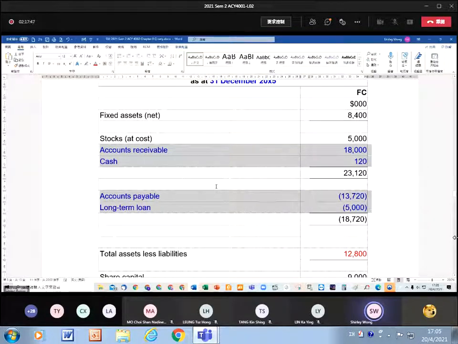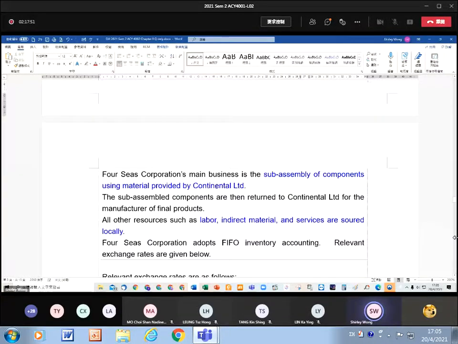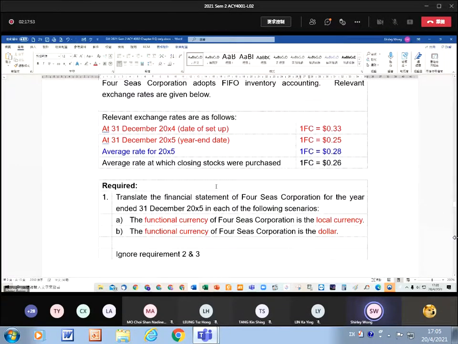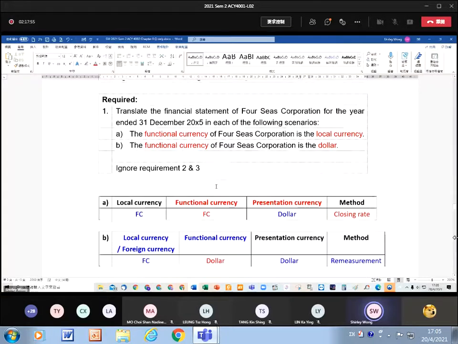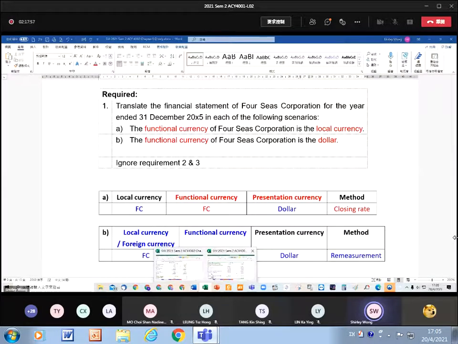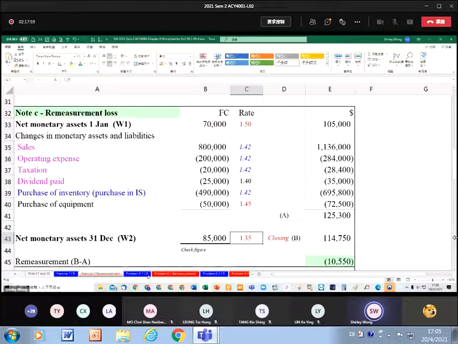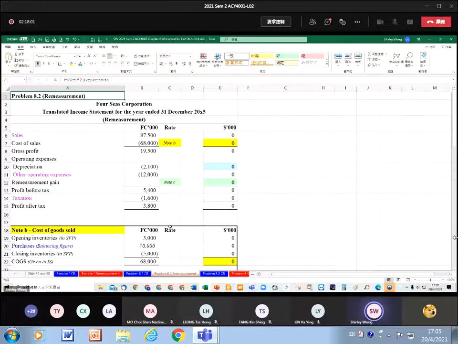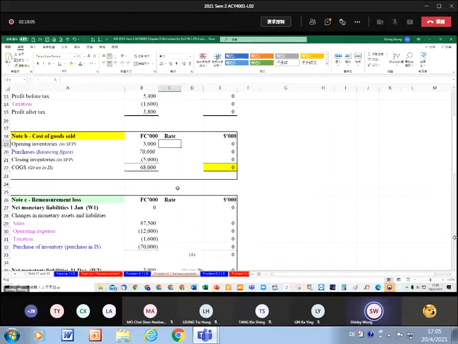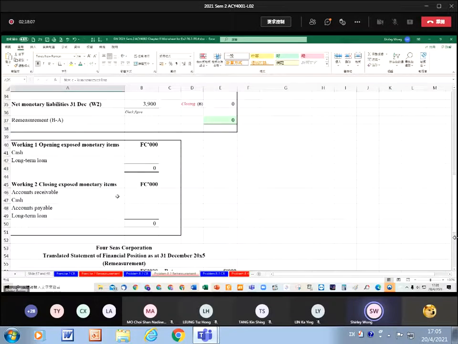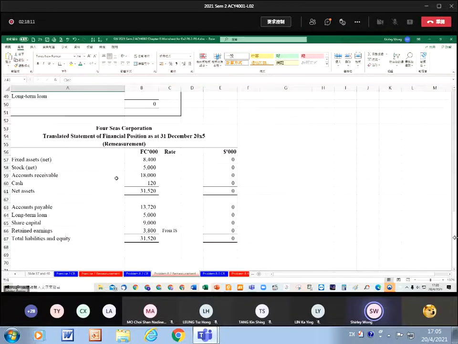Okay, nothing special. So can you please now use 5 minutes to prepare the entry, to prepare the calculation for exercise 8.2. Just type in all this information, calculate the cost of goods sold, the remeasurement loss, and then we have the reconciliation here, and also the balance sheet.